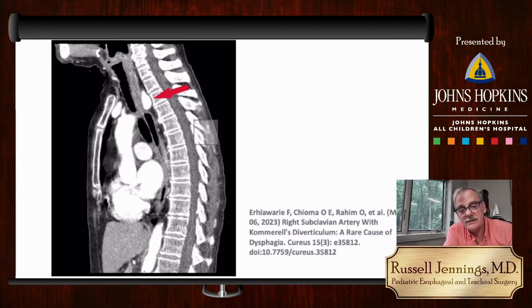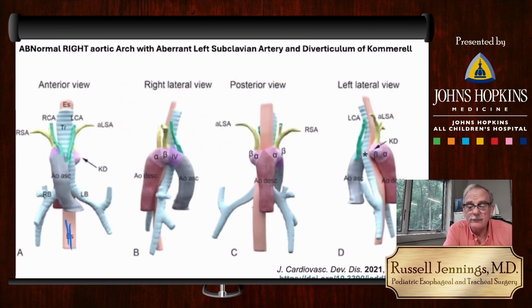In this case, the esophagus, which is right here, is considerably compressed by this diverticulum right here, and it's compressing that esophagus forward to impede or impress the trachea and compress the trachea from the back.